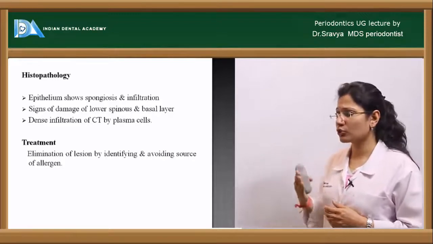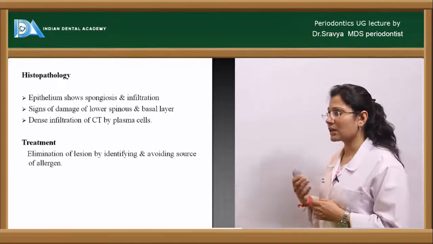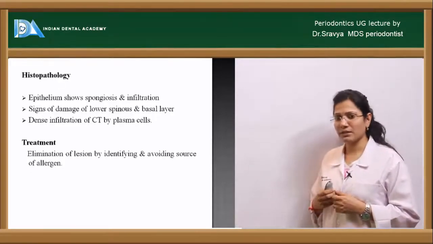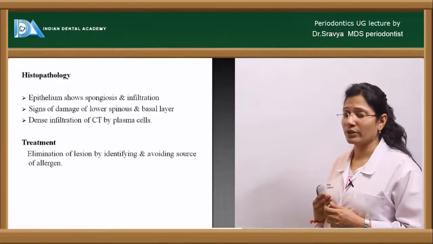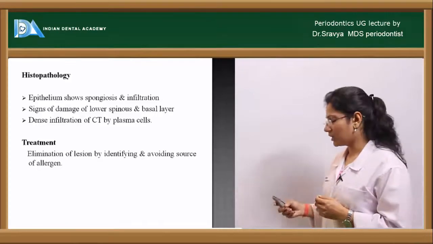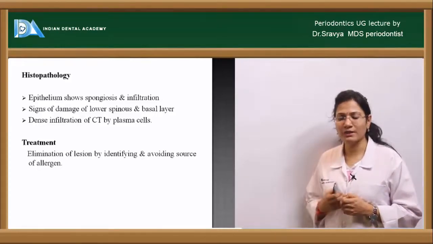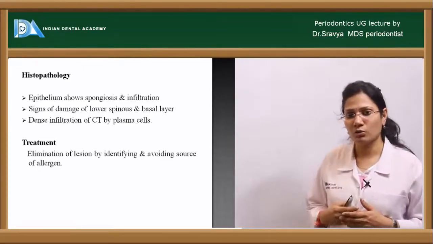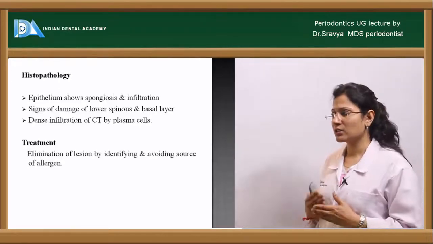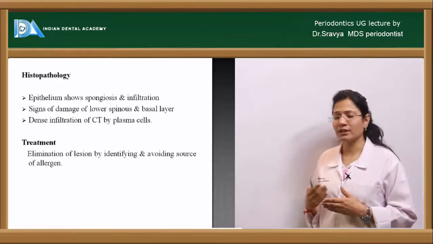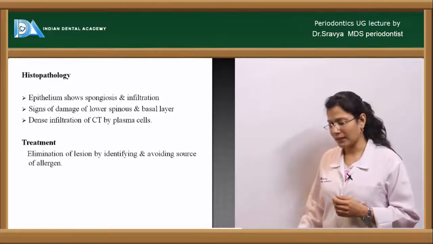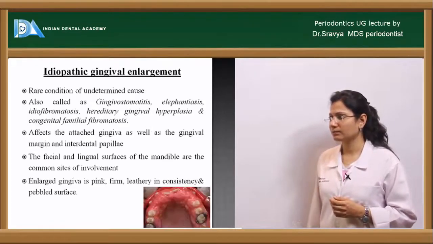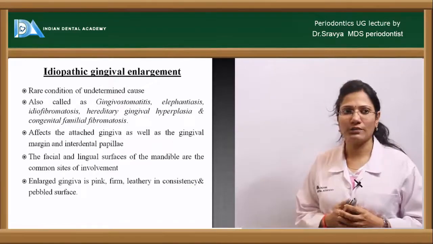Histopathology: the epithelium shows spongiosis and infiltration, signs of damage of lower spinous and even basal layers. There's a dense infiltration of connective tissue with plasma cells. Okay, the treatment is elimination. First, you identify what the allergen is and try to avoid it, and then treat the lesions. After the identification, you avoid the source and then do a thorough scaling and root planing, and then the inflammation will subside. What is idiopathic gingival enlargement?